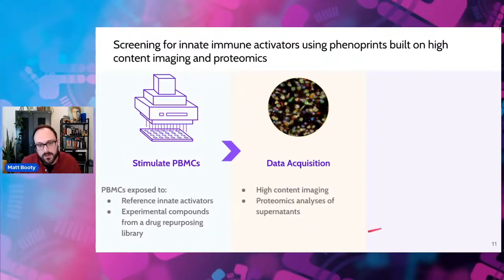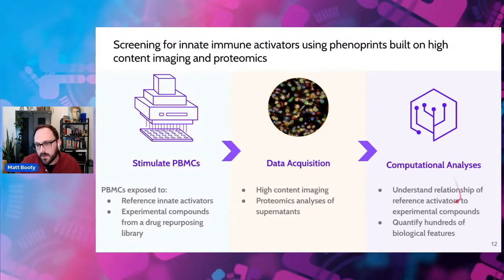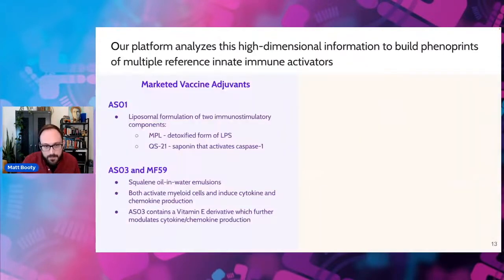So following that overnight stimulation of the PBMCs, you stain and acquire your imaging data, and also collect the supernatants for cytokine and chemokine analyses, and all of this information goes into our computational platform. And what we do is we use this information to understand the relationship of our reference innate activators to each other, as well as to experimental compounds. And also because we're using microscopy data, you can actually dive into that data and begin to quantify automatically hundreds of features associated with the biology you're interested in.